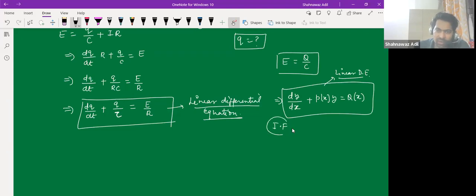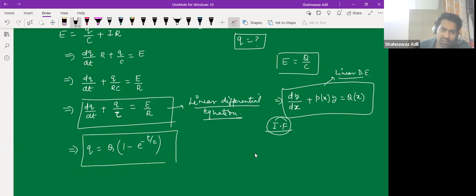That part I will not do. I will just directly write that this charge would be Q times 1 minus e to the power minus t by tau. So this would be the solution. And how do we get this solution? The integrating factor is exponential of integral P dx, not dy.